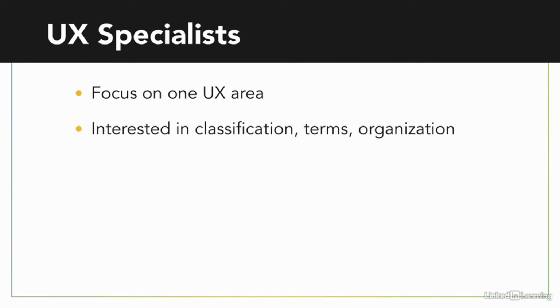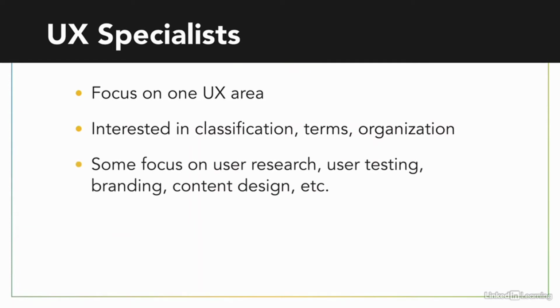UX specialists focus on one area of UX in a deep way. For example, an information architect often focuses on organization of information. This person may have a background in database design or in library science. They're interested in classification, identifying and refining terms, and organizing the site or application so that information is easy to find. Other specialists focus deeply on user research, user testing, branding, content design, and many other areas.